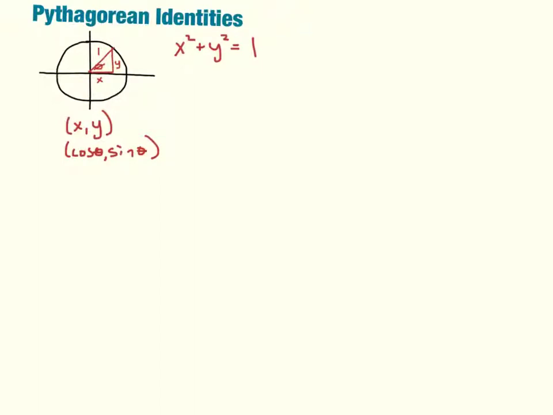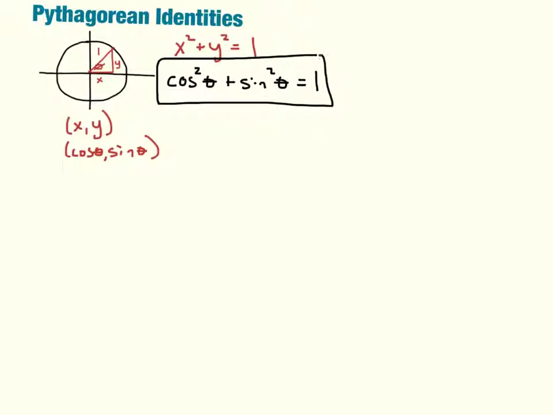So using that, if cosine theta is the same thing as x, instead of x squared, I could say that this is cosine squared theta plus sine squared theta equals 1. And this is our first and most important Pythagorean identity.